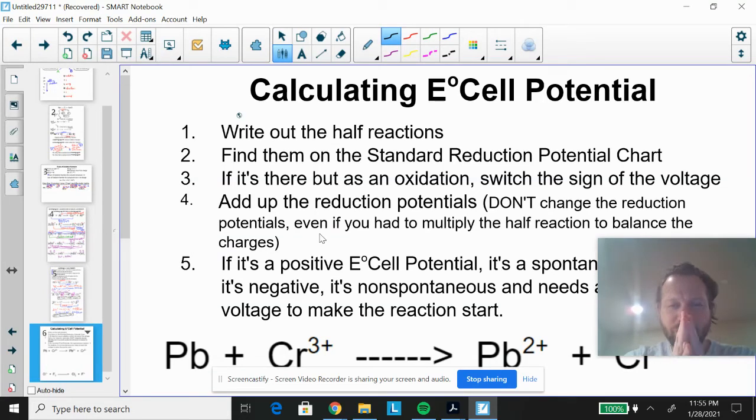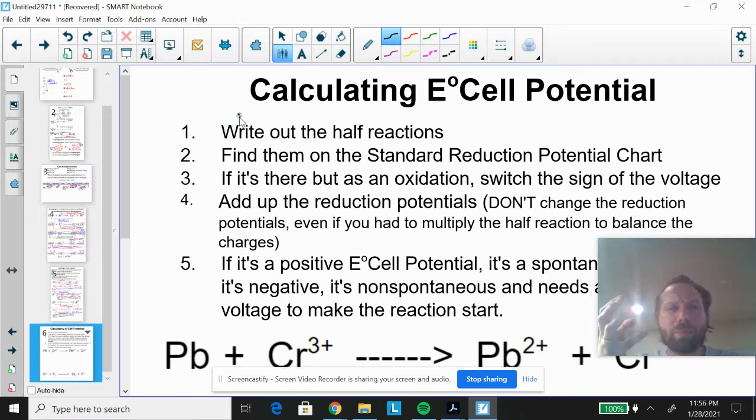Hi students. So in this video we're going to be calculating the cell potential of particularly something called an electrolytic cell. We're going to go through some steps here, and the first step particularly is quite similar to the one that we had for balancing redox reactions.